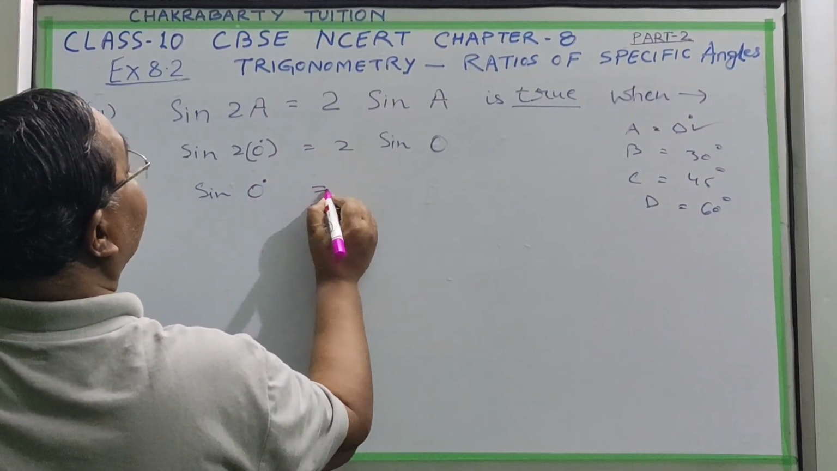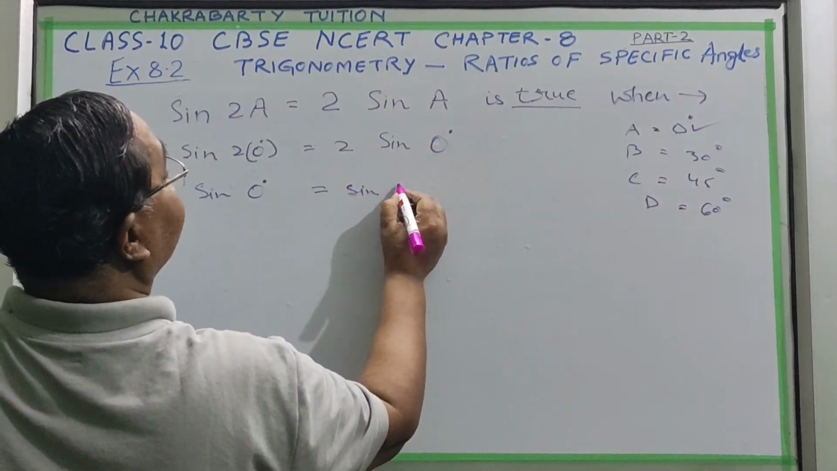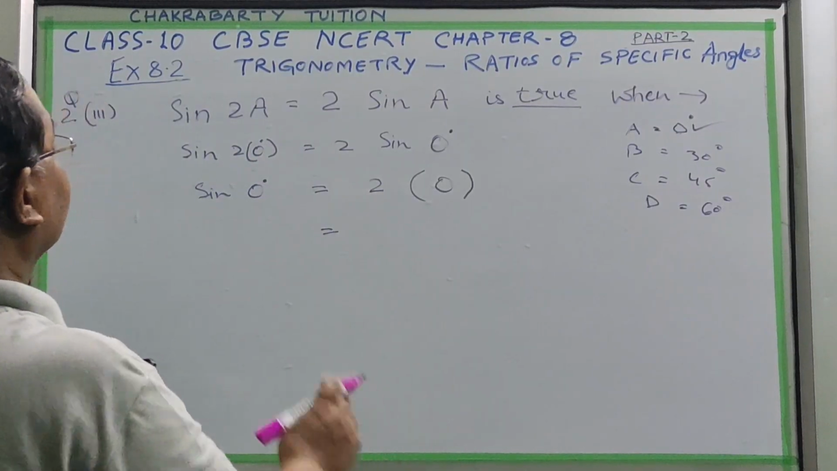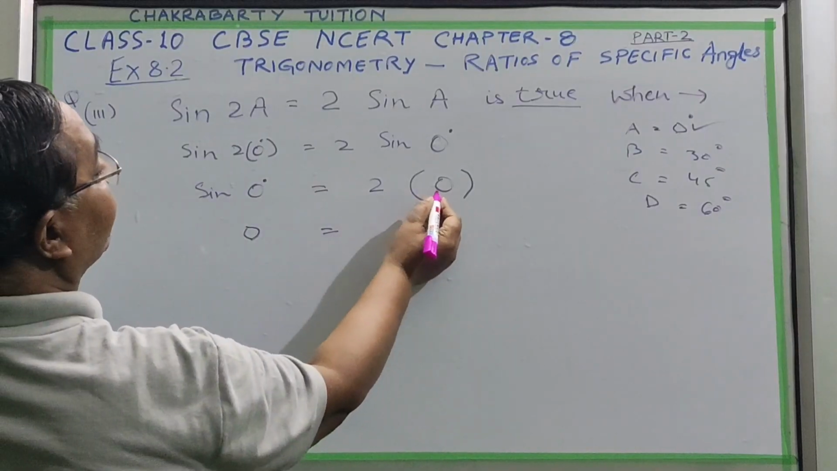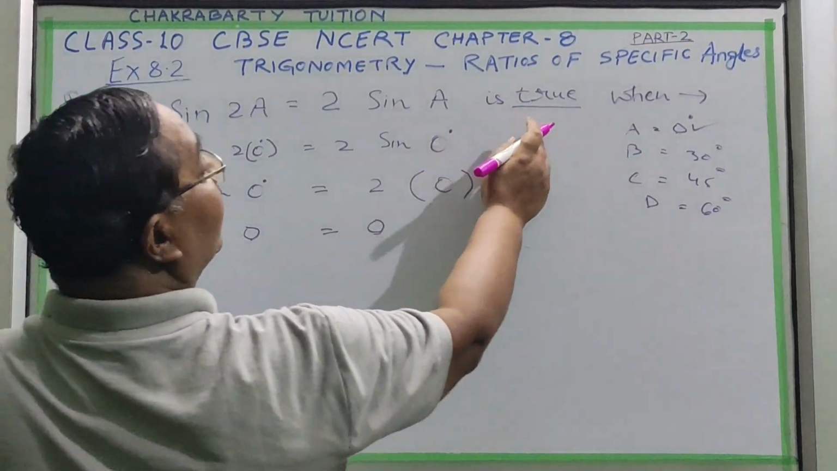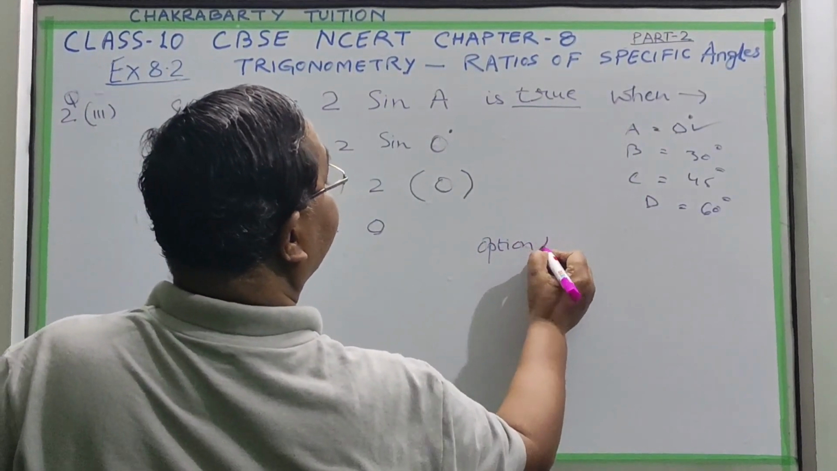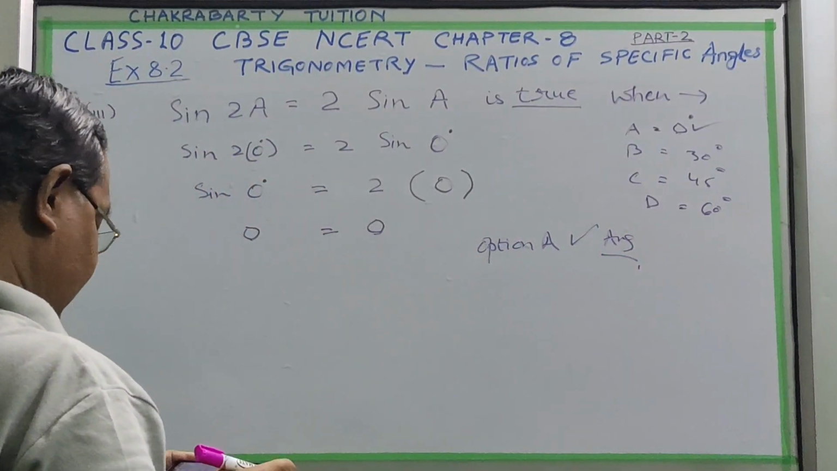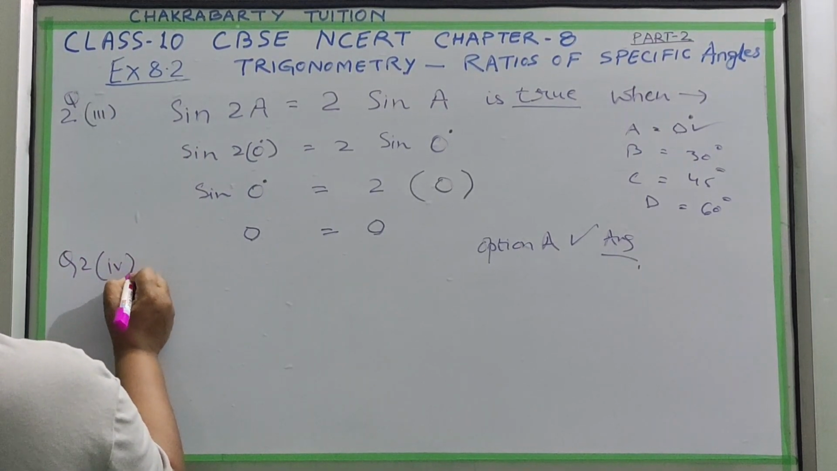Sine 0 degree equal to, here this 2 will multiply, 2 into 0 degree. Okay. So here sine 0 is 0, and here also 2 multiplied by 0 will become 0. So this is true when A is 0, so option A is the correct answer. Option A is the correct answer here. Okay, now we will go to question number 2, and its 4th part we are going to do.